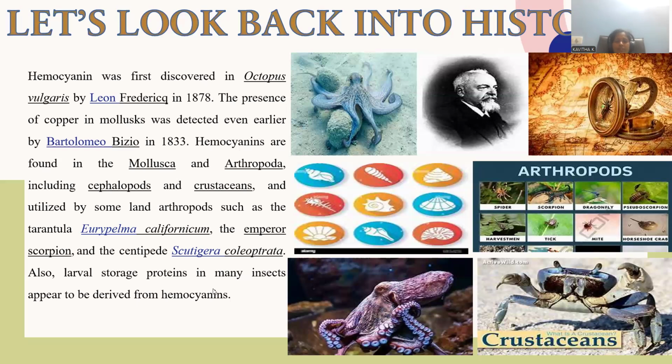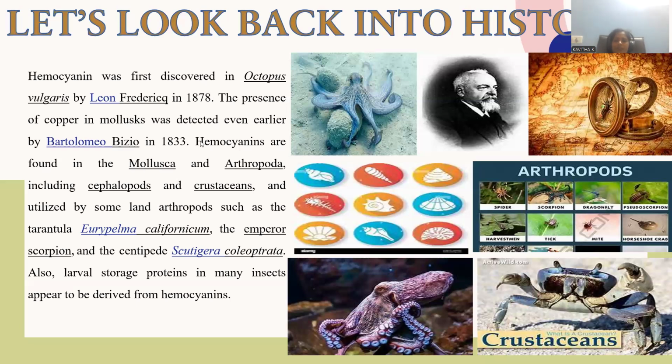Many of these species are accompanied by the pigment called hemocyanin, especially molluscans, arthropods, cephalopods and crustaceans, which take part in this hemocyanin pigment coloration. A blue coloration is available. You can clearly observe this is part of an octopus. The eminent scientist Leon Frederick's discovery in the year 1878 was done by this scientist. And this is the symbol for the history of hemocyanin.